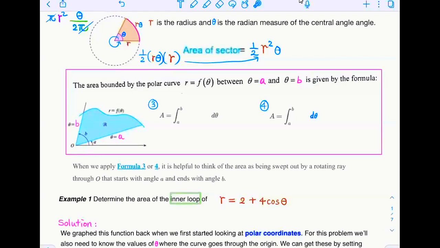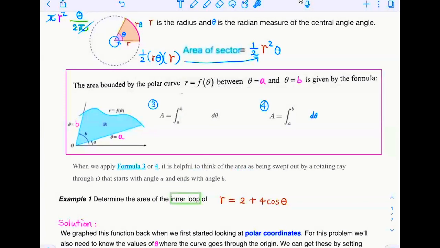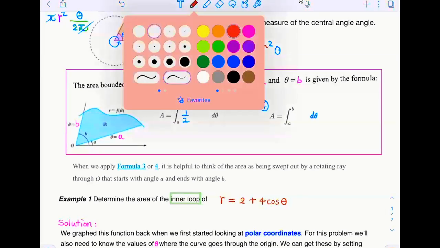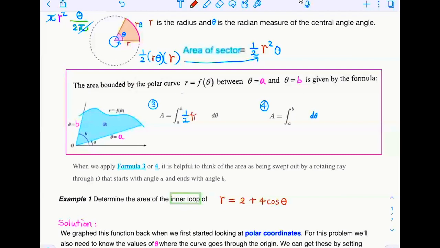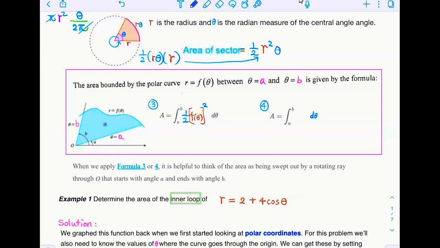Well, what do you think? What should I put there? It's 1/2. Yes, 1/2. 1/2 what? f of theta squared. Yes, very good. So it is f of theta, squared, and then here, d theta.